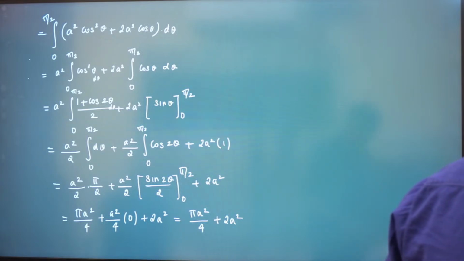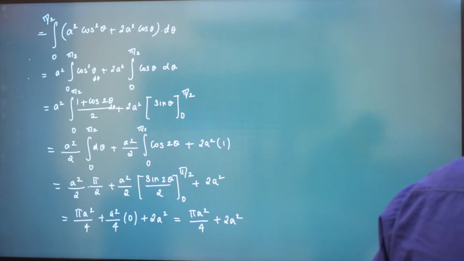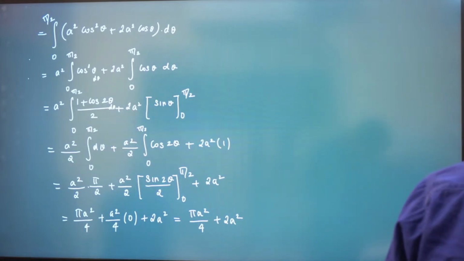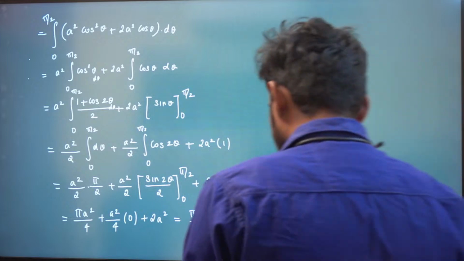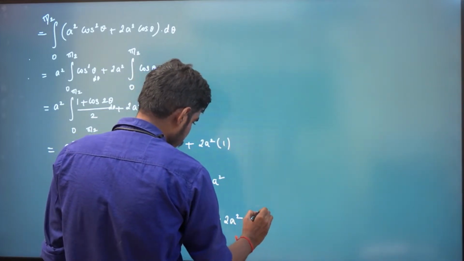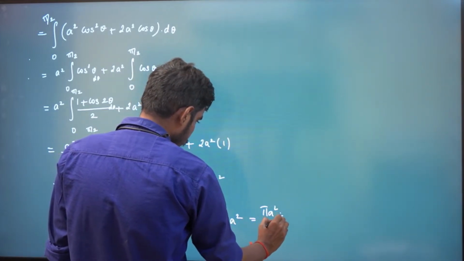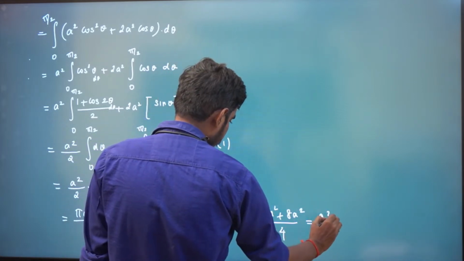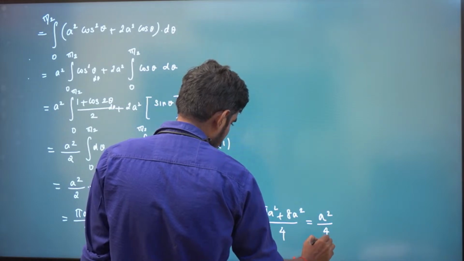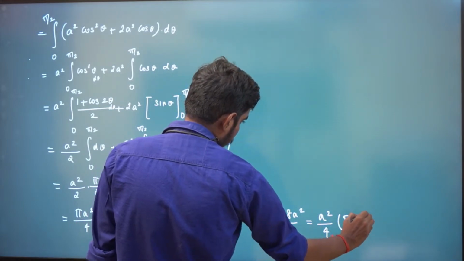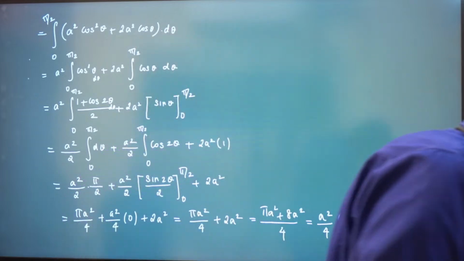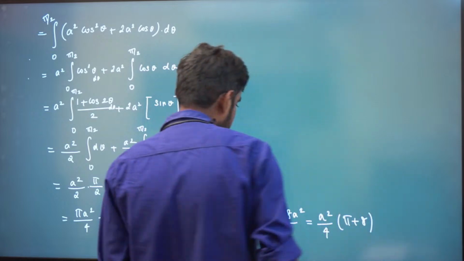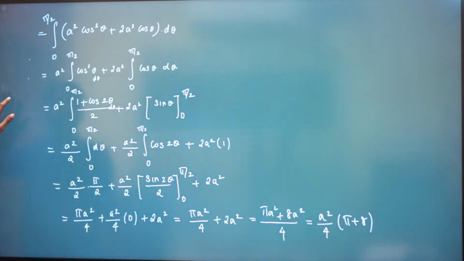Or is there any mistake I have made? In the key they have given a square by 4 times (pi plus 8). Yes, no problem. You just multiply this 4 here. So pi a square plus 8a square by 4. So just take a square outside. So a square by 4 times (pi plus 8) is your required area, right? A square by 4 times (pi plus 8).